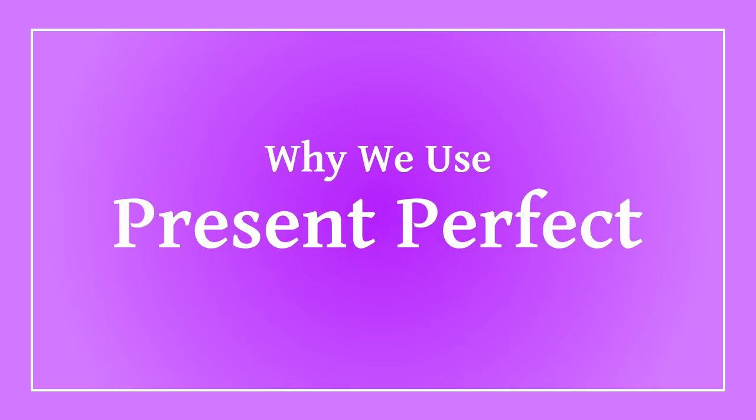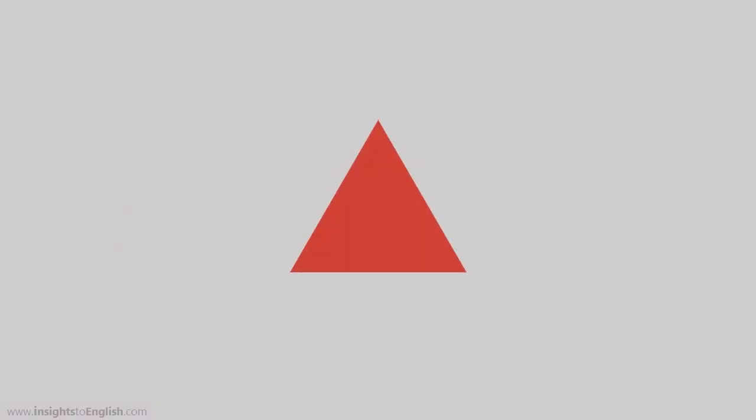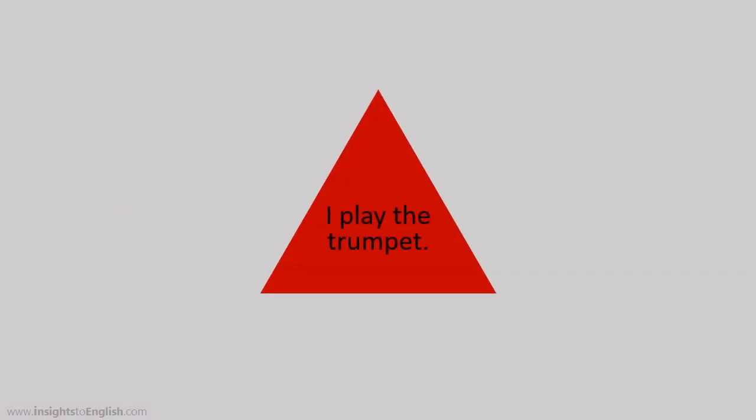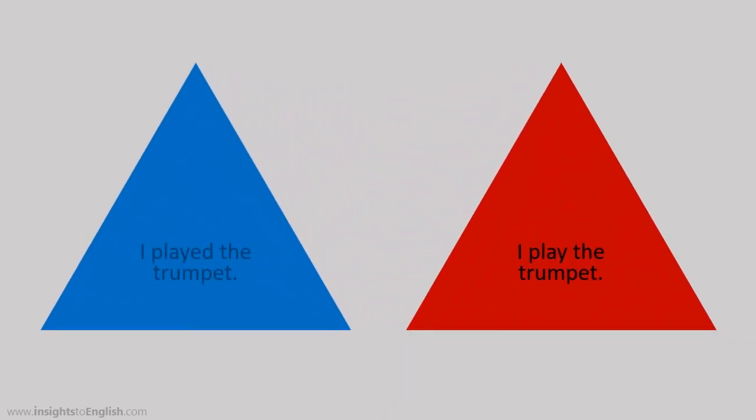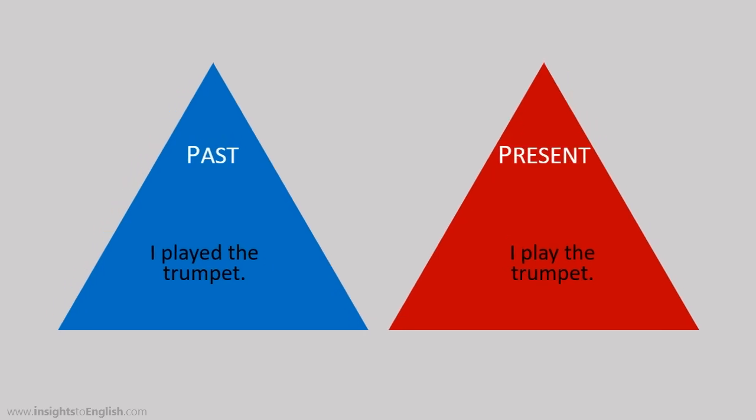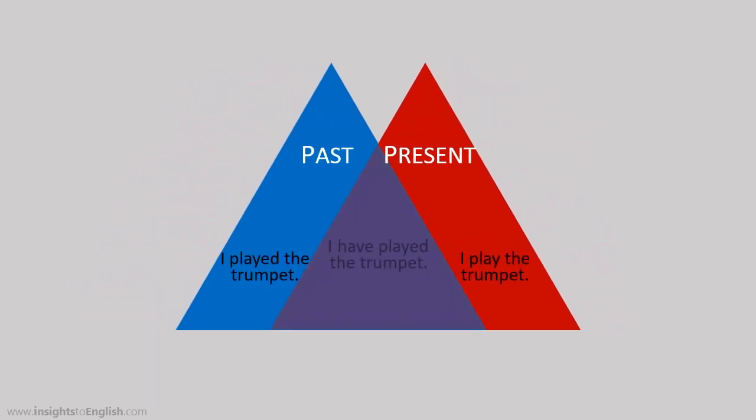Hello. Hi there. What's one of your hobbies? I play the trumpet. Oh, that's cool. What was one of your hobbies last year? I played the trumpet. You played the trumpet in the past and in the present? That's right. Did you know we can put those together and say, I have played the trumpet? We call this the present perfect tense.